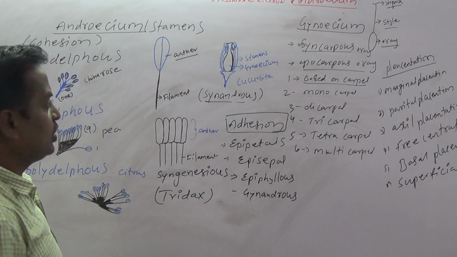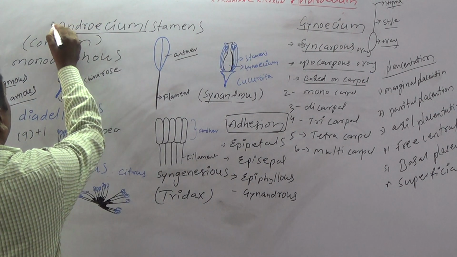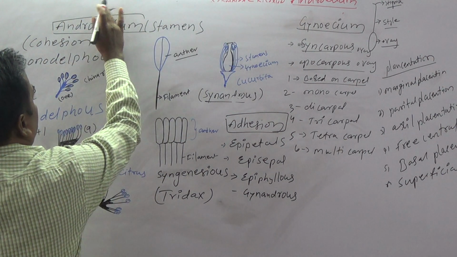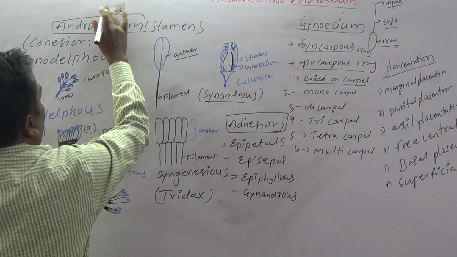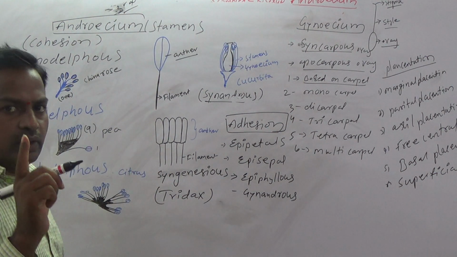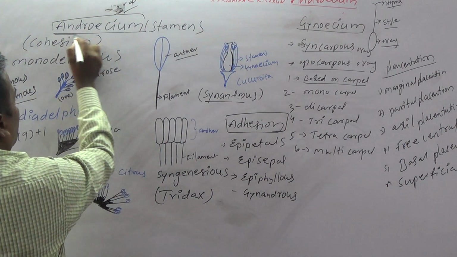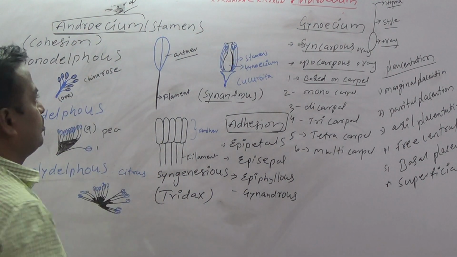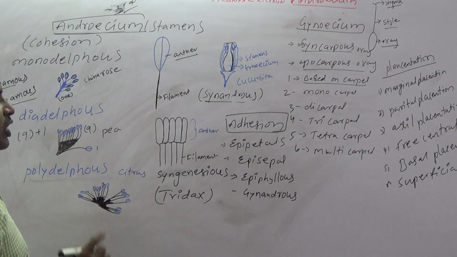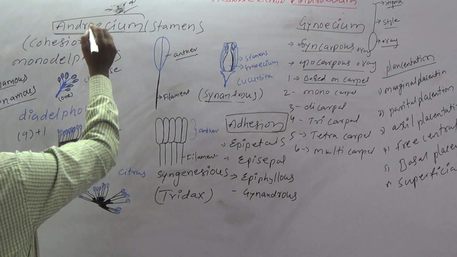So hi students, next floral part, androecium. This is the third floral part. First one is calyx, the second one is corolla, and the third floral part is androecium. Androecium represents the male reproductive part.